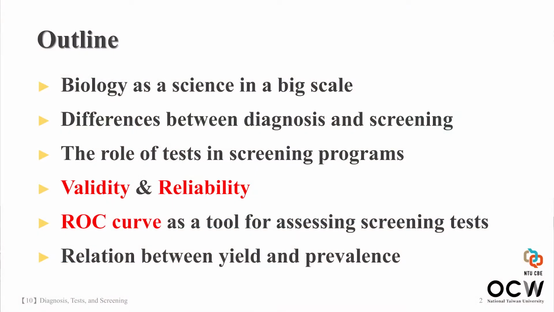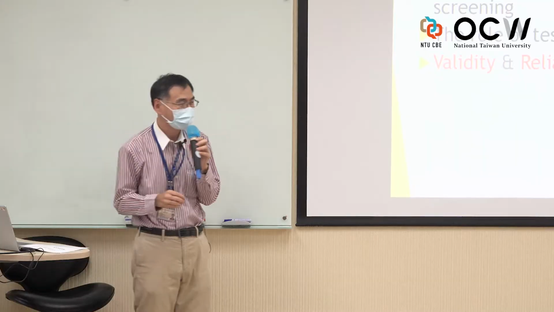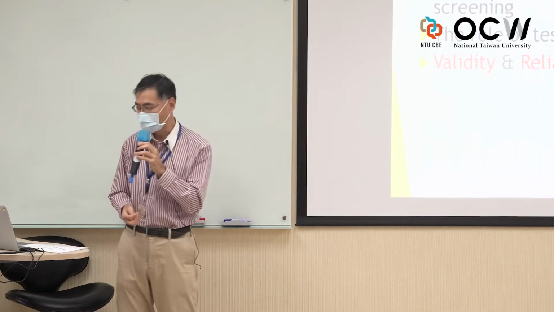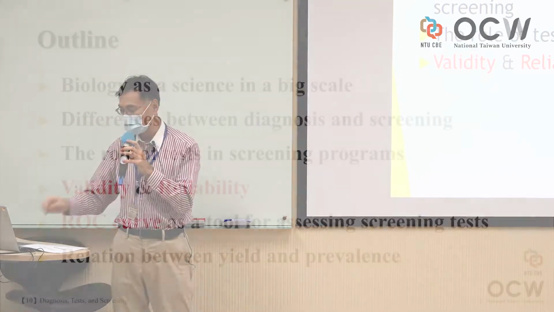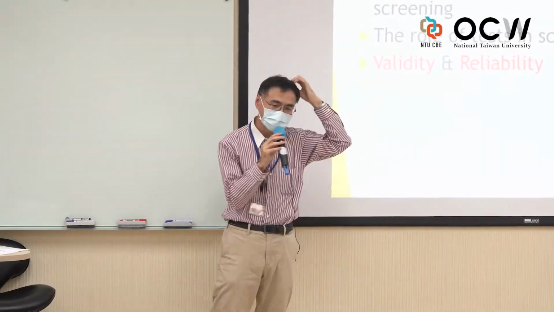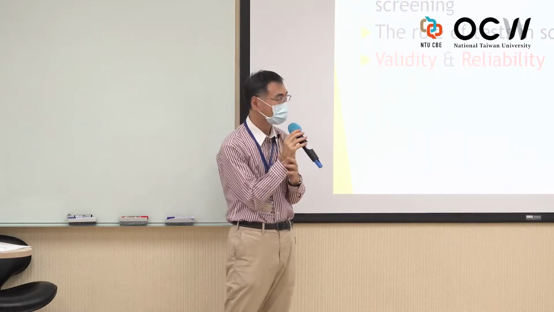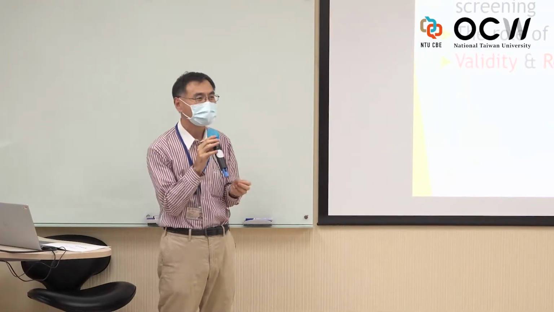And then we'll go into the specific role of tests in screening programs. How are we supposed to consider everything to apply the test for the purpose of screening a particular disease in population? And then I'm going to talk about two groups of indicators, validity and reliability. There are two groups of indicators to evaluate the performance of the screening tool. I'll just tell you how good it is.